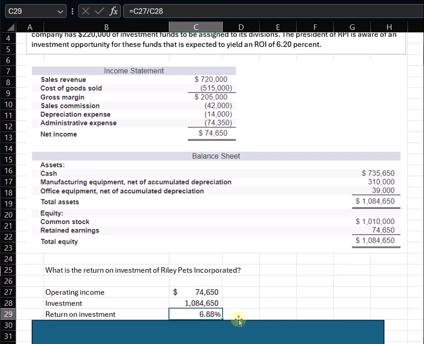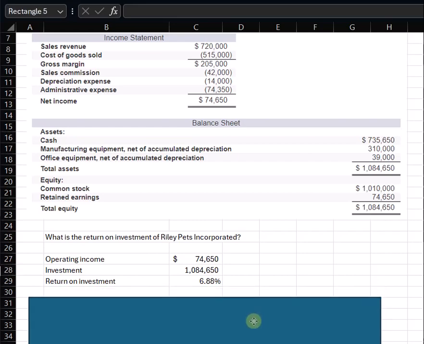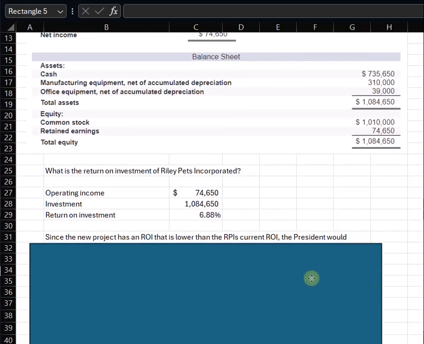I'm showing it to two decimal places. It probably goes on to much more detail, so that's not an exact number. So that's the return on investment. But what if we wanted to calculate residual income? We've got a bit more calculations to do.